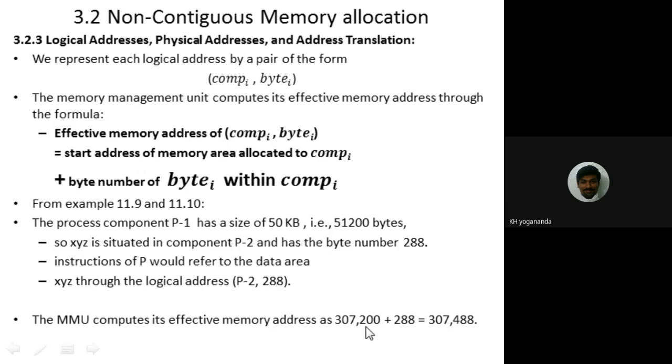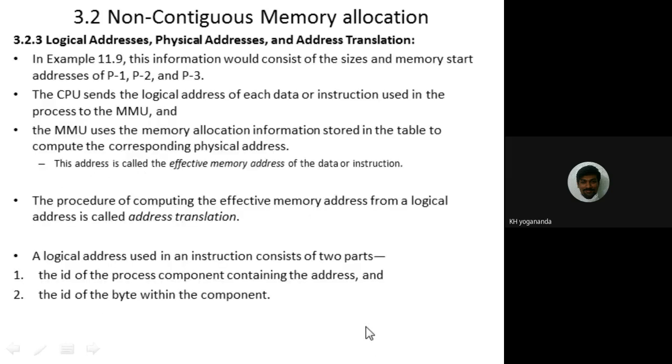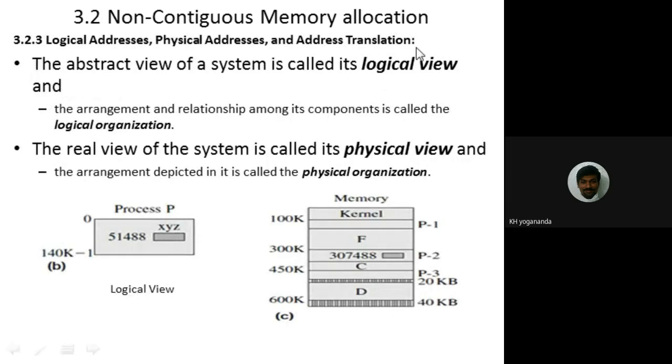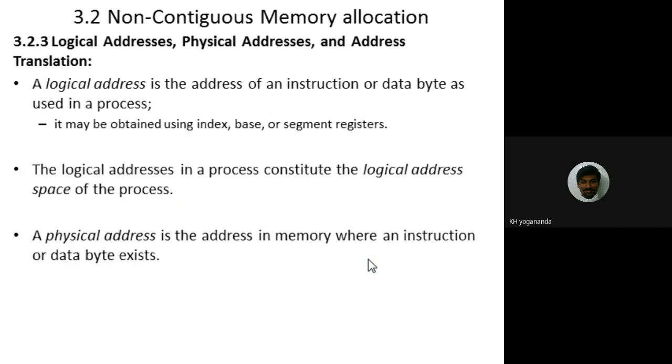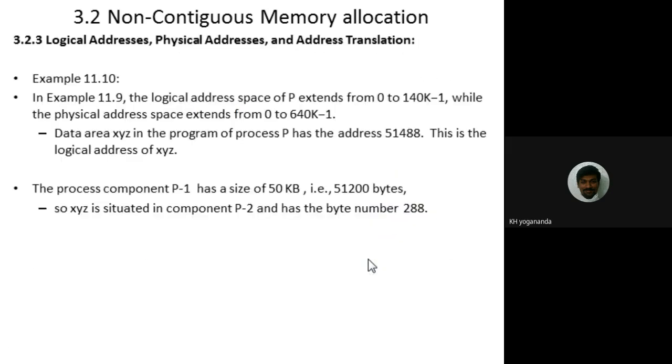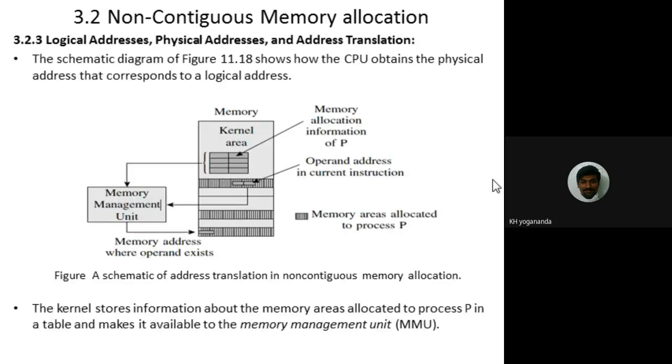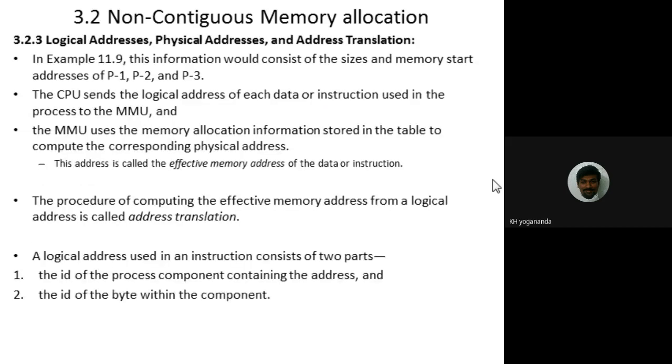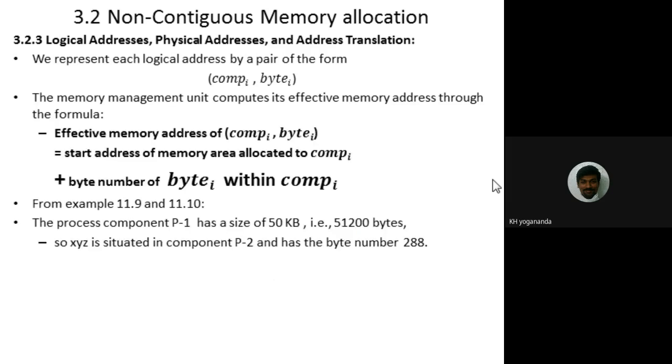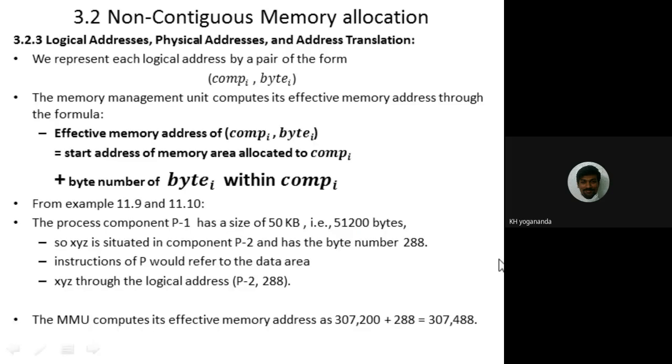From this figure we can obtain the starting address of P2. You can see the address is 307488. How was this obtained? By adding the byte number to the base. Without the byte number, the starting address of P2 is 307200. Adding the byte number 288, we obtain the effective memory address of the P2 component as 307488.